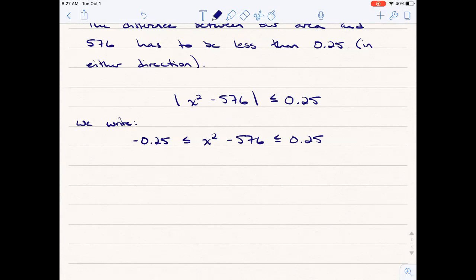You only want to do that, though, if you have the absolute value on its own over here. You don't want to have 2 plus the absolute value is less than or equal to 0.25. You'd have to move the 2 over to the other side of the inequality. So you can only do it if you have the absolute value there alone.